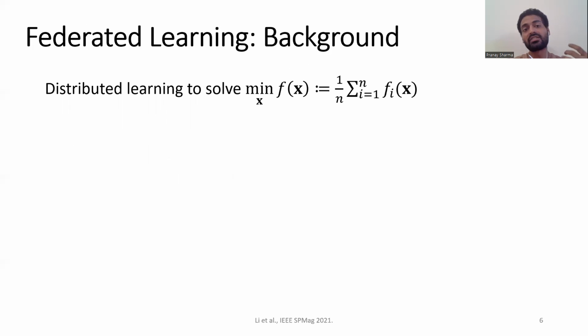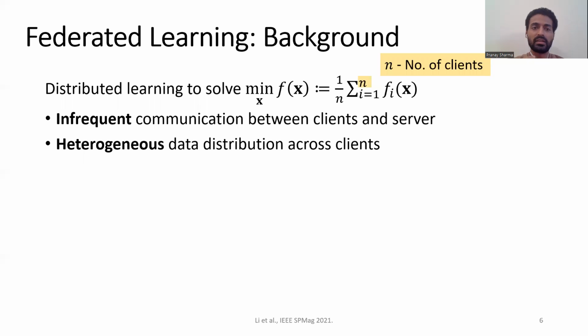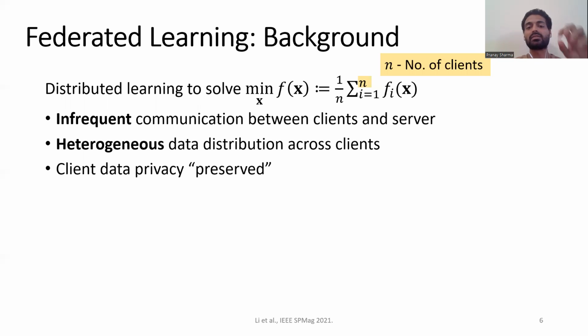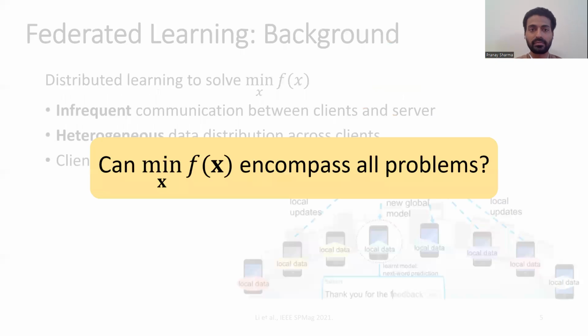Federated learning is a distributed learning paradigm to solve these minimization problems. Here, n is the number of clients, and federated learning is characterized by infrequent communication between the n clients and the server. The data across all these n clients can be heterogeneously distributed. And one of the crucial aspects of federated learning is preservation of client data privacy. So the clients do not need to send their actual data to the server. One of the most commonly cited applications of federated learning is predicting the next word in smartphones.